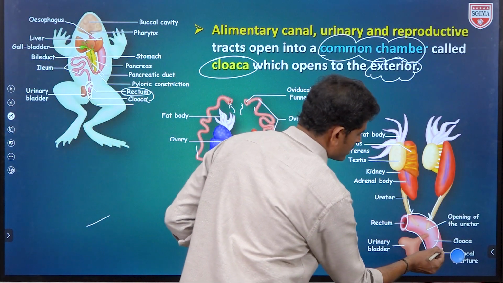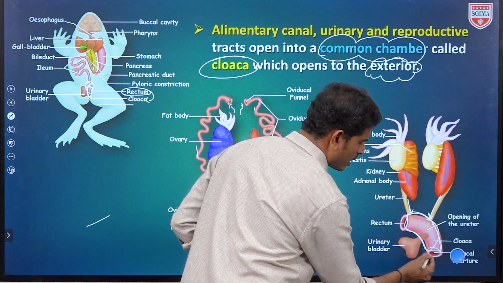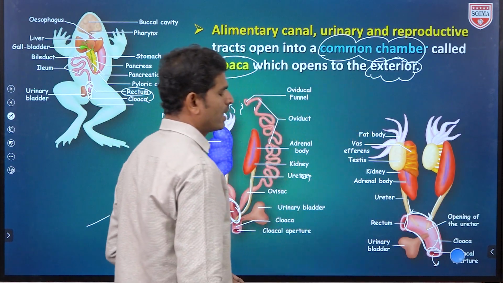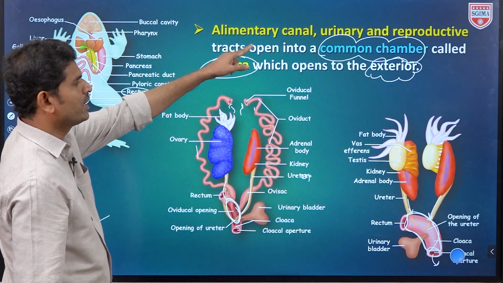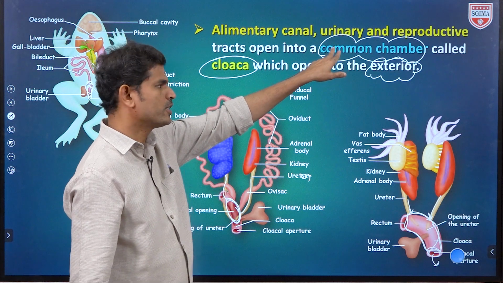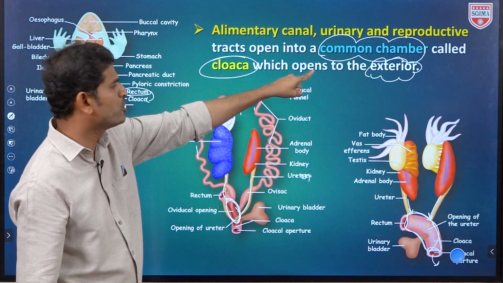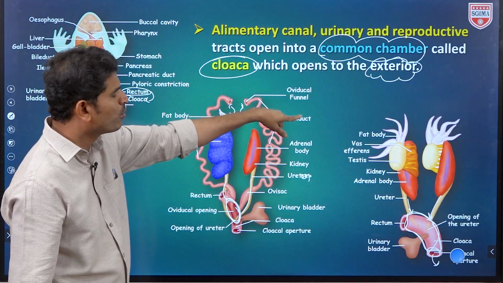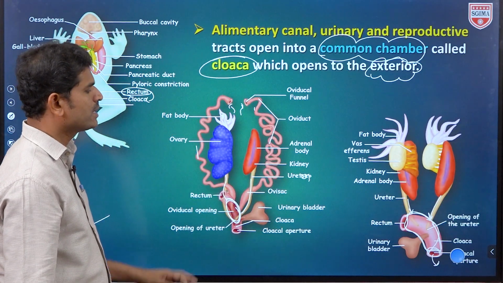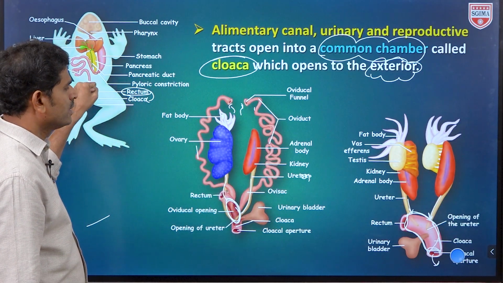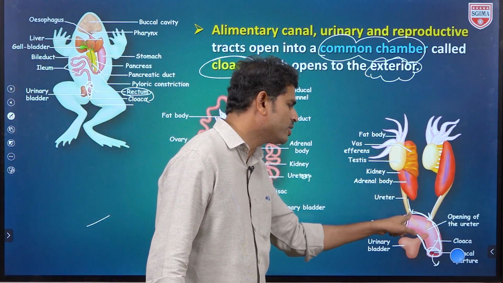Here we can easily observe this. So what is this chamber called? Cloaca. And this cloaca opens to the outside, which is called the cloacal aperture. That is what is mentioned here: the alimentary canal, the urinary bladder, that is the urinary system, and the reproductive system all open into a common chamber called the cloaca, which opens to the outside through the cloacal aperture. Either the digestive end products, gametes or urine are all released into a common chamber.